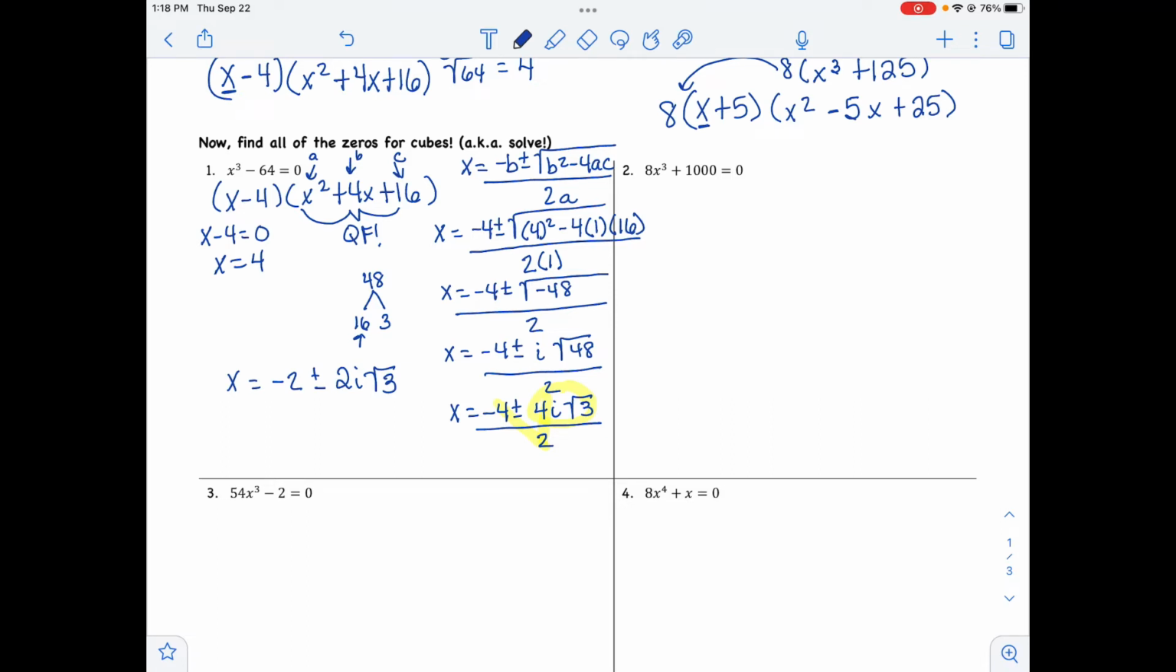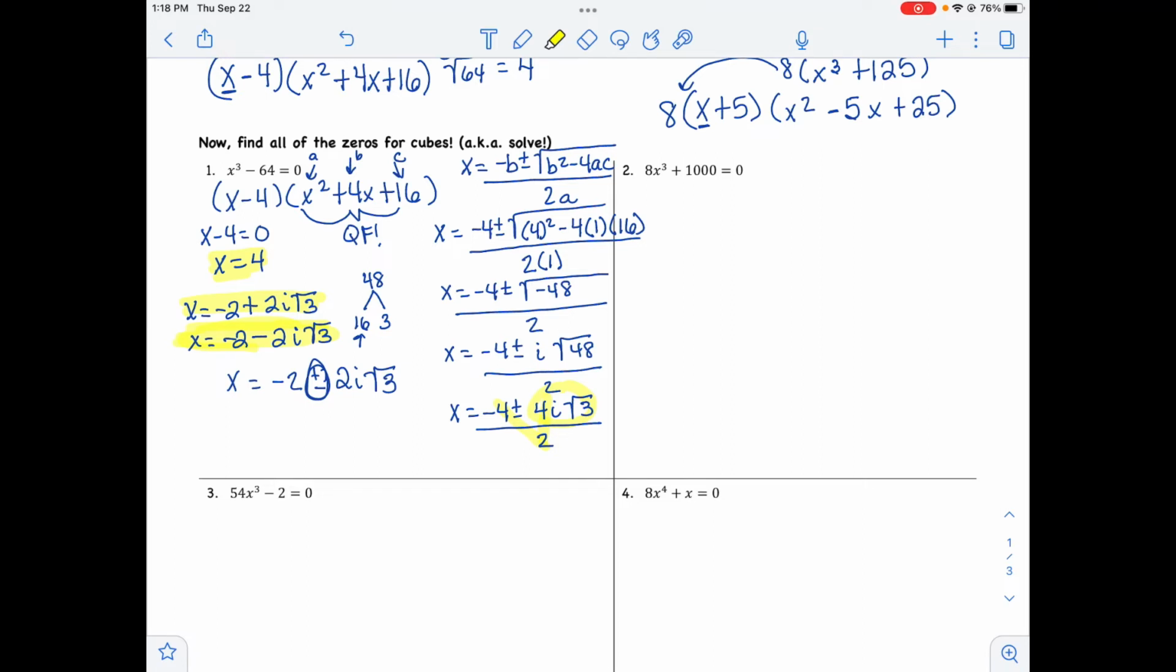So when we're finding all our roots, our first answer would be x equals 4. And then we have 2 answers within this. This is x equals negative 2 plus 2i square root of 3. And x equals negative 2 minus 2i square root of 3. Because we have this plus and minus right here, that's 2 actual solutions. So notice we have 3 total zeros.